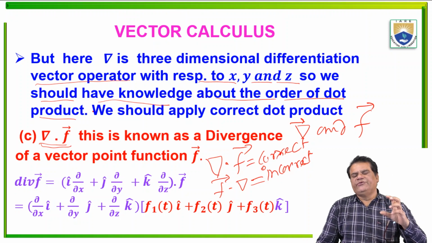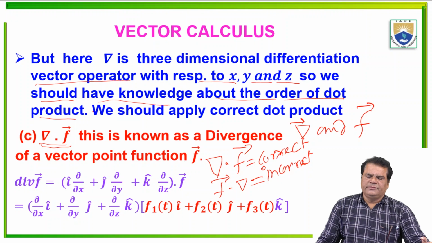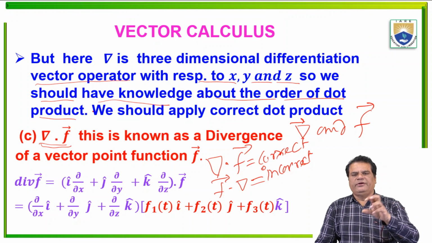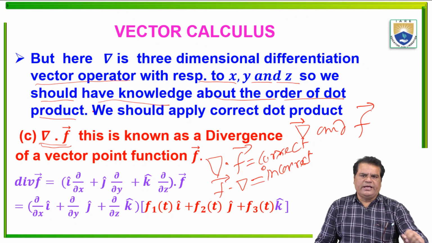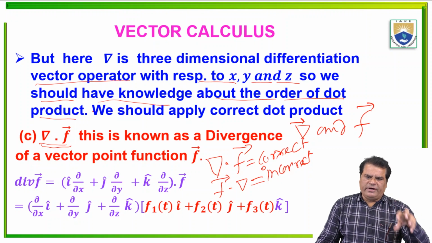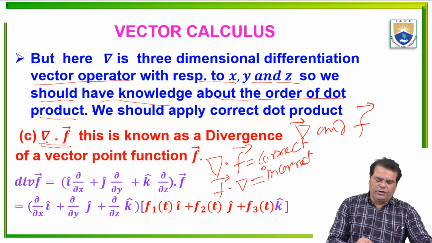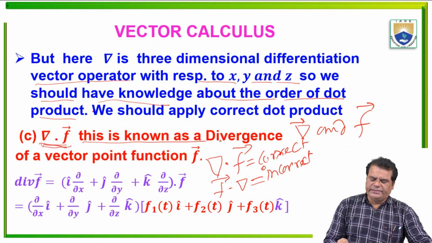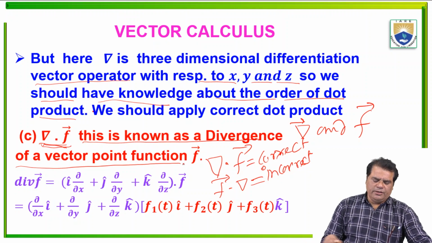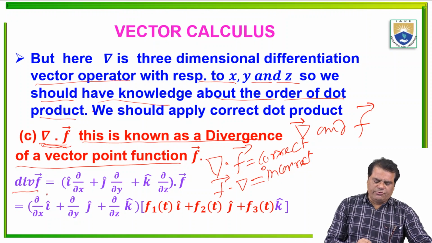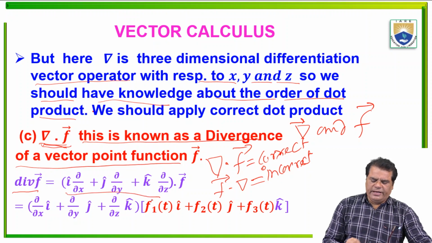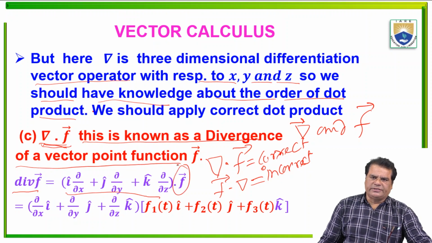Because del is a differentiation operator. Del differentiates the vector point function f, so we put del first and the vector point function second. So del dot f is known as the divergence of a vector point function f. Now divergence f equals del dot f, where this is the value of del and this f is a vector point function.